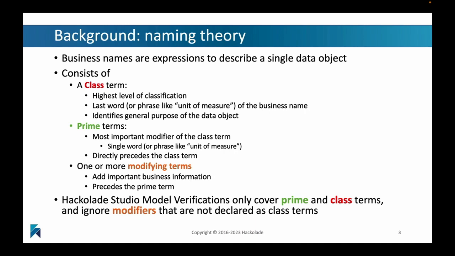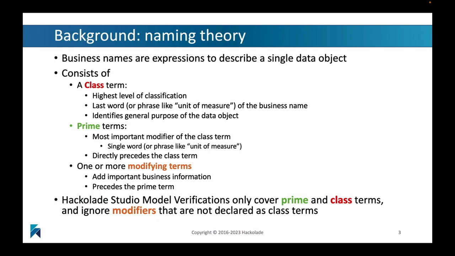It might be something like unit of measure, for example. This is something that defines the class of the expression of the data object that we are trying to verify. And it typically identifies the general purpose of the data object. Then, in order to make it a little bit more specific, we will use prime terms. Prime terms are the most important modifier of the class term. Right? It's typically a single word, or it might also be a phrase, like unit of measure. It directly precedes the class term. And then, thirdly, we will have modifying terms. Right? Modifying terms that add important business information to the data object and that precede the prime term.